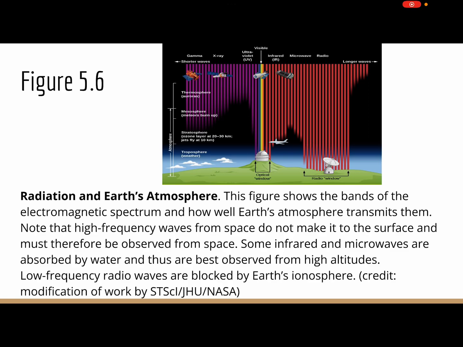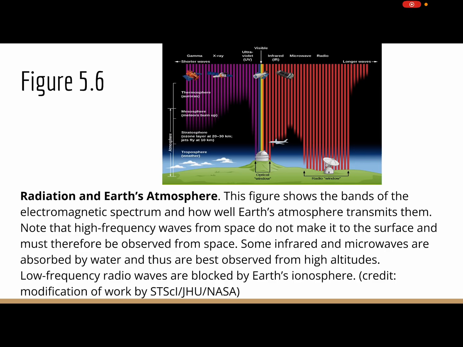Okay, let's talk about radiation in the Earth's atmosphere. The figure shows the bands of the electromagnetic spectrum and how well Earth's atmosphere transmits them. The higher frequency waves from space do not make it to the surface and must therefore be observed from space. Some infrared and microwaves are absorbed by water, thus are best observed at high altitudes. Low frequency radio waves are blocked by Earth's ionosphere. So as you can see, a lot of the higher frequency waves are blocked, so we are protected from them by the Earth's atmosphere.